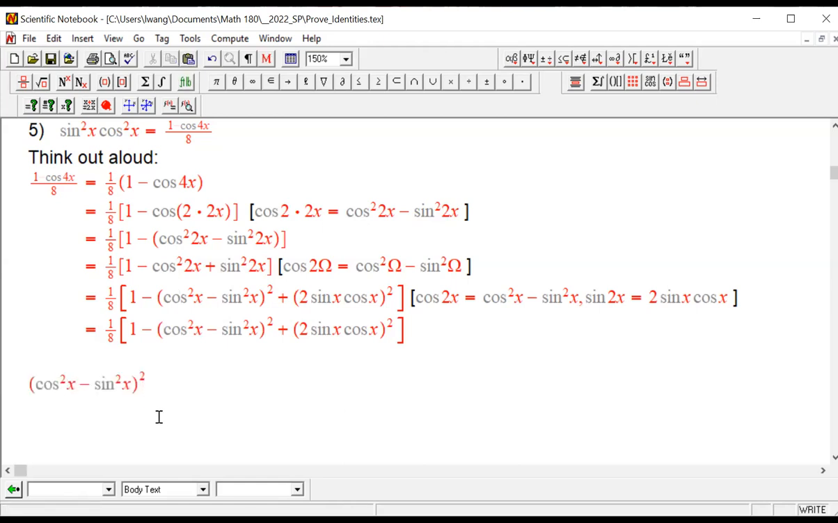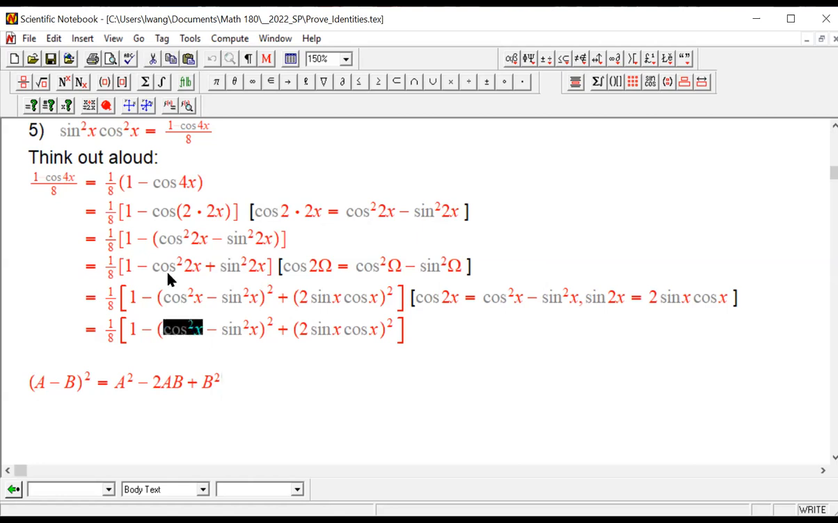Let's expand on our scratch paper, right? You can think of this as A minus B squared. What is A minus B squared? It's A minus B times A minus B. So it's A squared minus 2AB plus B squared, right?